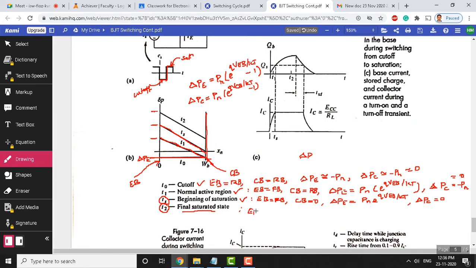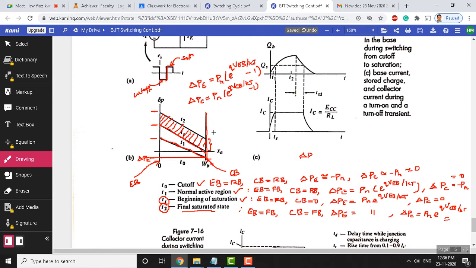So, the emitter base junction is forward biased, the collector base junction is also forward biased, and delta P E will be the same as this. Delta P C also will be P n into e to the power of q V CB by k T. Okay, so, this is the value. So, even we have a small value of delta P C. So, this is delta P C. So, this is oversaturation. We have seen this already.